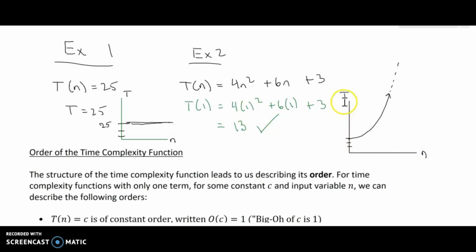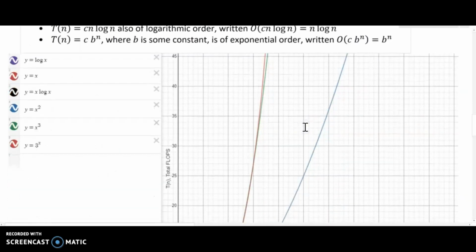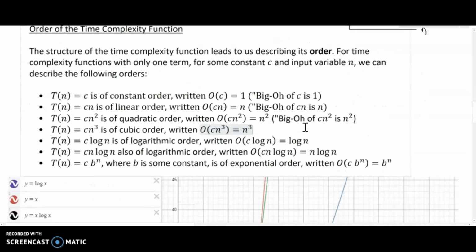One of the trade-offs as time complexity rises is that when we are running this for very large inputs, it may take our computer a very long time to process that function and provide an output. So we want to classify a function in terms of its order. Based on the structure of the time complexity function, this leads us to describing its order. For time complexity functions with only one term, for some constant c and input variable n, we can describe the following orders.